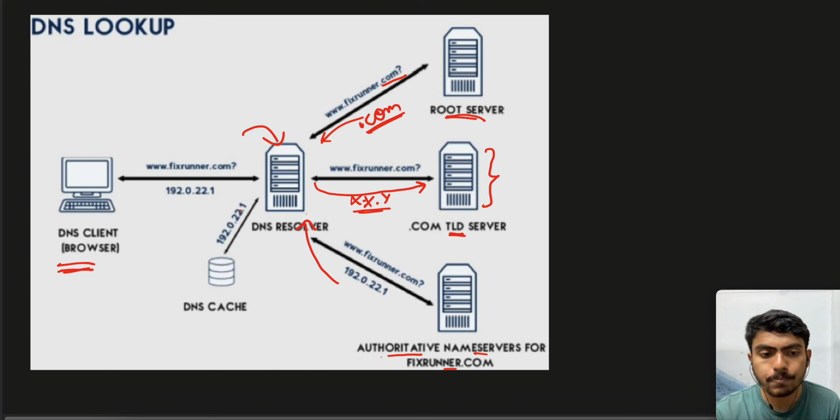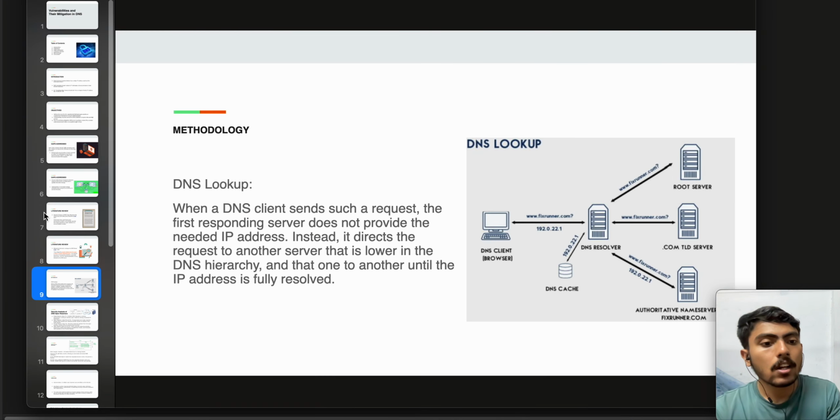Once that is done, we will finally ask for the particular service which we are trying to access, like login.fixrunner.com or any other. So we are trying to access the main page. The main page will be sent to the DNS cache, as you can see, and then the DNS resolver will send it back to the DNS client. So this is how a particular domain name is translated into an IP address. Now we will go back to our slide. Okay, so I hope this is clear.